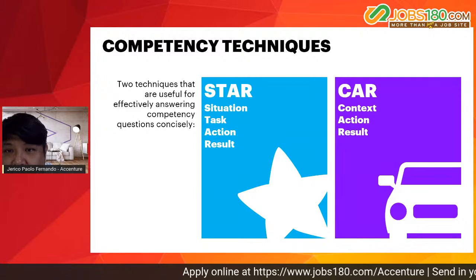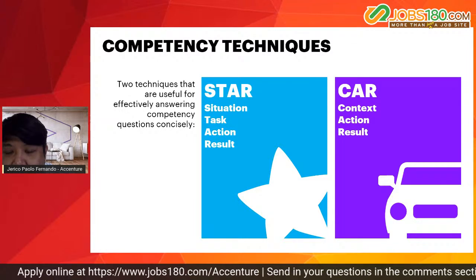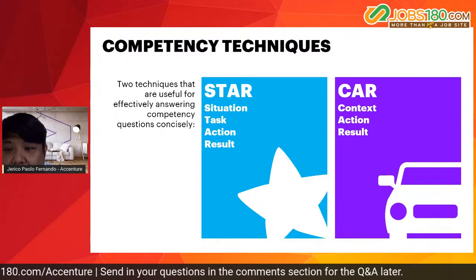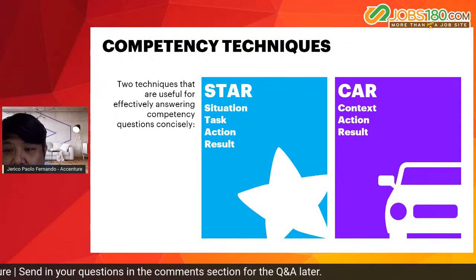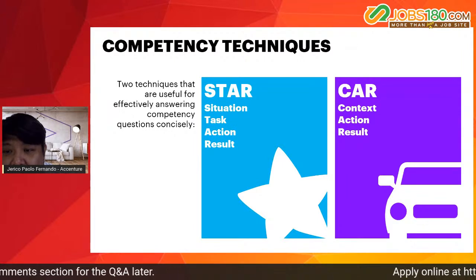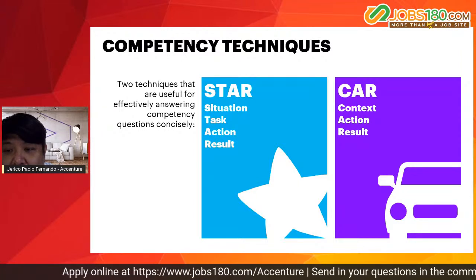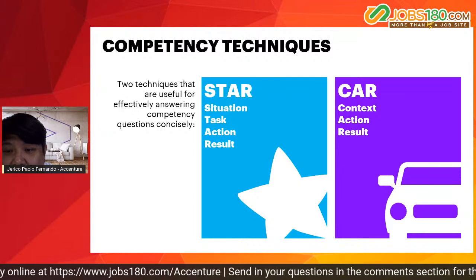For CAR, that's context, action, and result. For the context, you briefly describe the context in which you demonstrated the competency being asked about. For action, that's where you explain what actions you took that demonstrate the competency. And for result, that's where you briefly describe the outcome of the action taken.